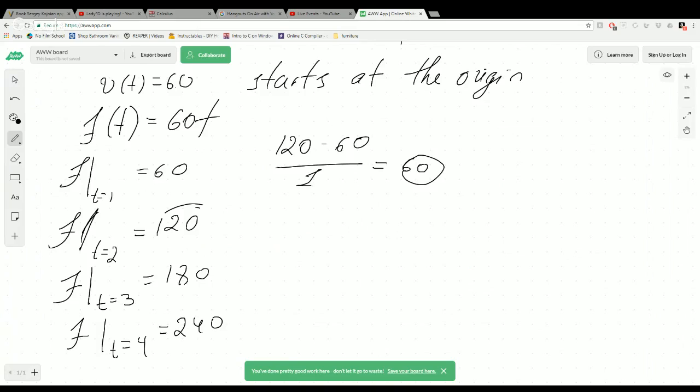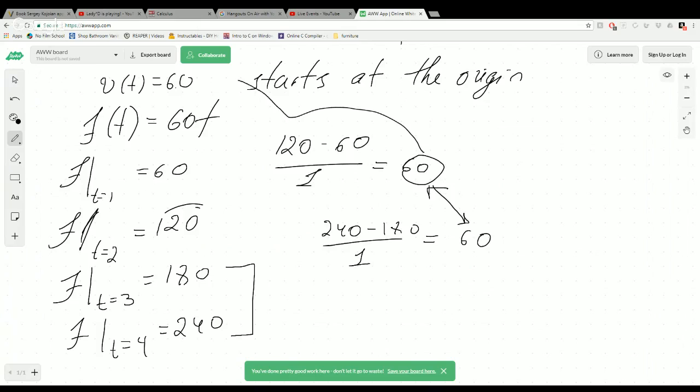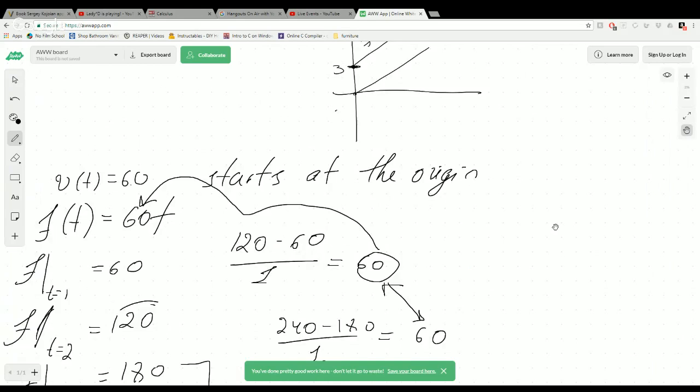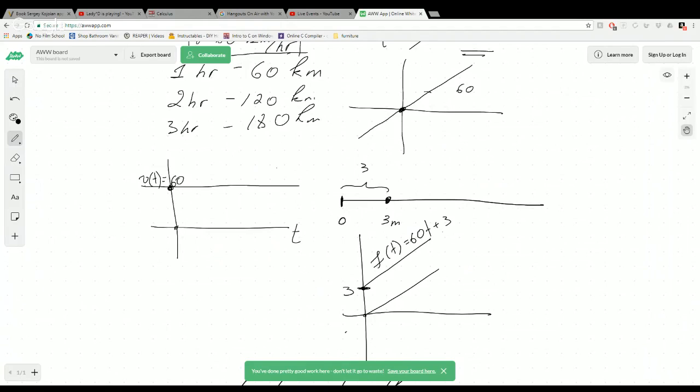Now, I want to make sure that this is a line, and I ask myself, can I find the slope between these 2 points? So again, we do 240 minus 180. The time difference between them is, again, 1 hour. So that's 1. And that's, of course, again, 60. So we see the same slope here. And this 60 is, of course, our velocity. All right, so our velocity tells us what the slope is of that line, of this line over here.